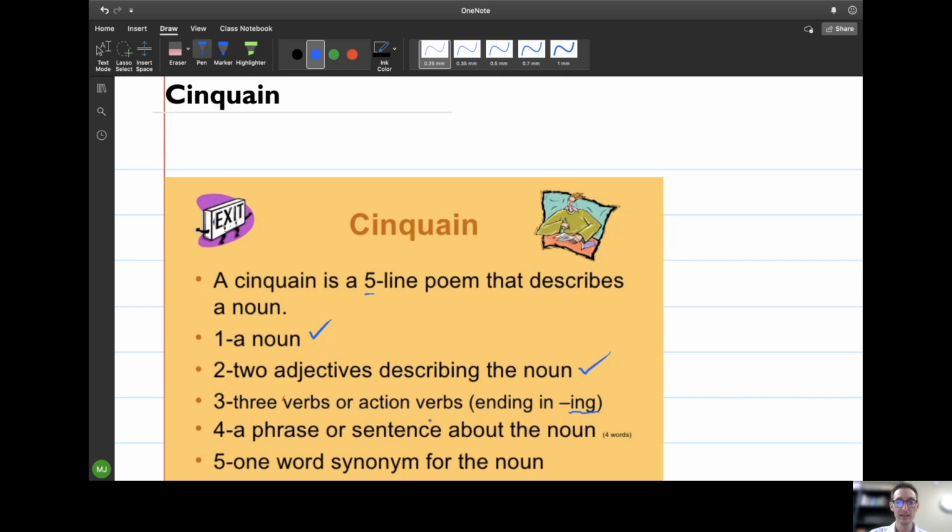The 4th line, you need a 4-word phrase or sentence about the noun. And then finally, there's a 1-word synonym for the noun at the end of a cinquain. So a synonym, of course, is a word that means the same as the noun at the beginning. So that's right up over there. So that's a Cinquain poem.